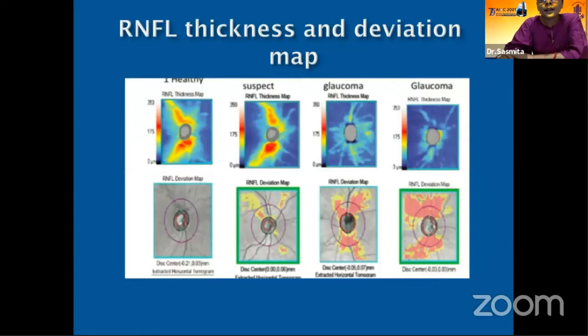Now, second is the RNFL thickness and deviation map. The top portions are the RNFL thickness, where you can see the color-coded maps in the yellow and red zone, which shows that the RNFL is quite thick and normal. Whereas in the last two boxes, you can see the blue zone, where the color coding and hourglass pattern have been lost. So this is RNFL thinning in cases of glaucoma.